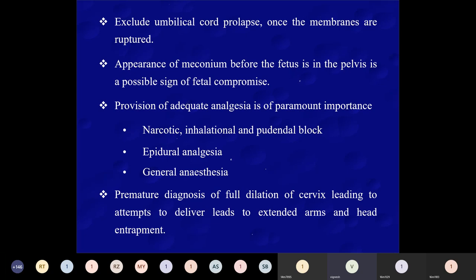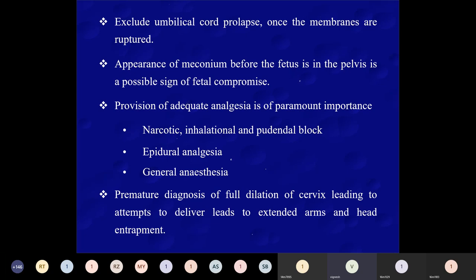Then look for the appearance of meconium before the fetus is in the pelvis. It is a possible sign of fetal compromise. If the fetus has already descended and she is fully dilated, meconium passed because of the pressure is not significant. But if the presenting part is very high up and there is meconium, that is very significant. That indicates fetal distress.